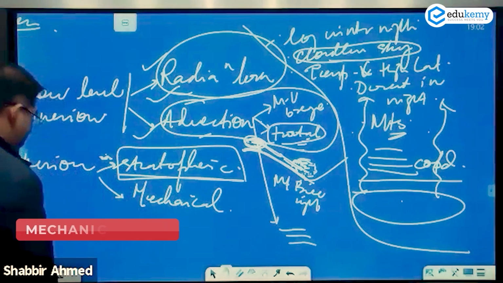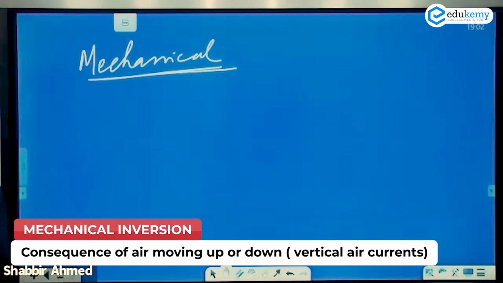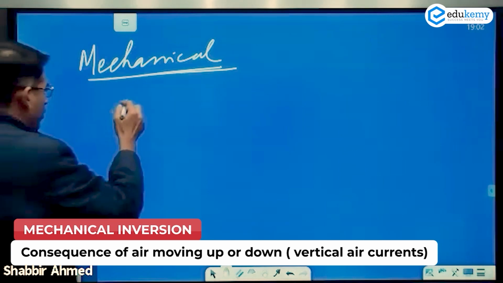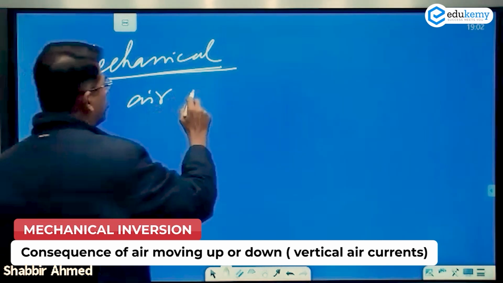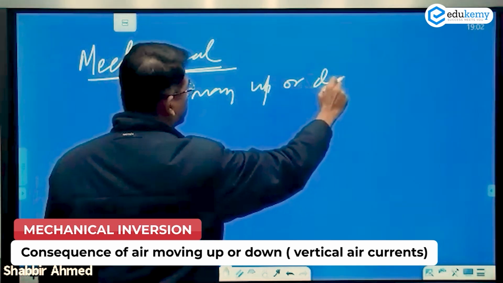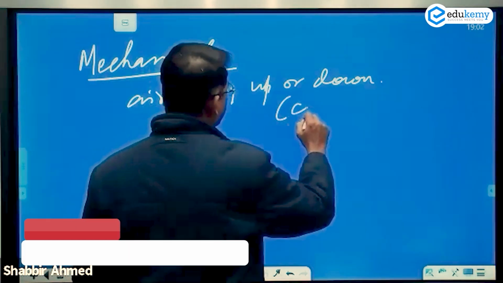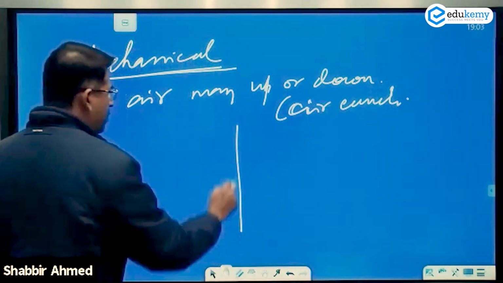Come towards mechanical inversion. Mechanical inversion is the consequence of air moving up or down. Don't confuse mechanical with frontal. Frontal is actually advection. It's horizontal. Don't confuse it with frontal. Air moving up and down, this is part of the currents. So there are two ways this happens.